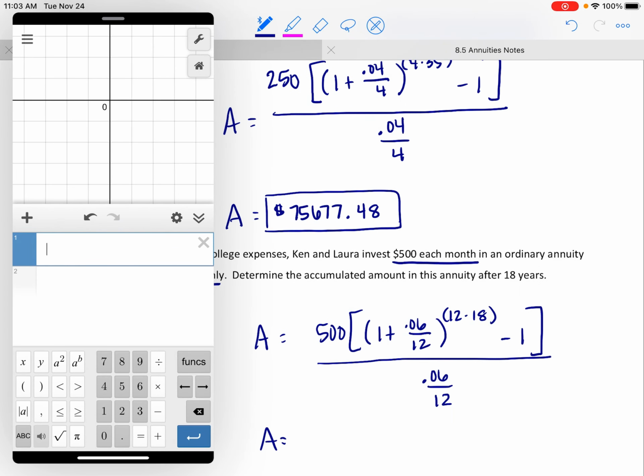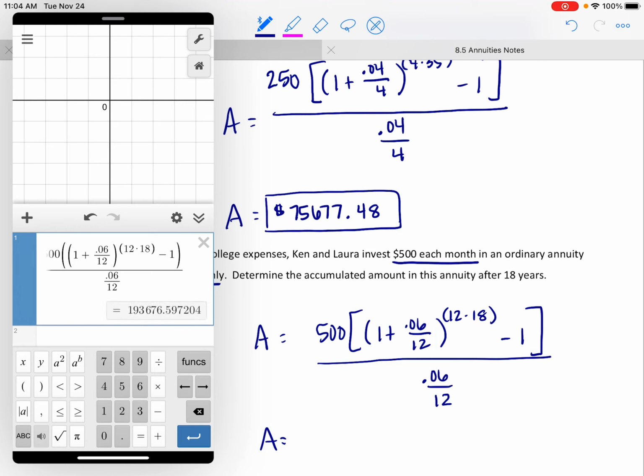So, actually let me just move my, there we go. Make a fraction first by hitting that divide button. So we want 500, parenthesis, parenthesis, 1 plus 0.06 over 12. We're going to raise, oops, got to get out of the bottom of the fraction. Close that, raise that to the, in parentheses again, 12 times 18 power. Out of the exponent, minus 1. Close the last parenthesis, and now go to the bottom of the fraction. So 0.06 divided by 12 there.